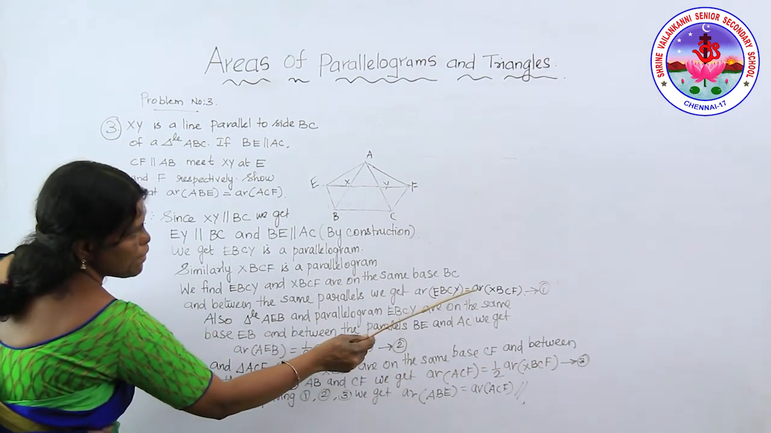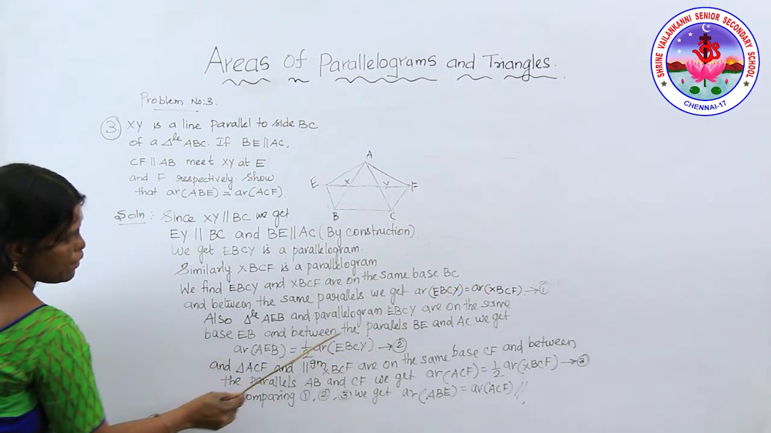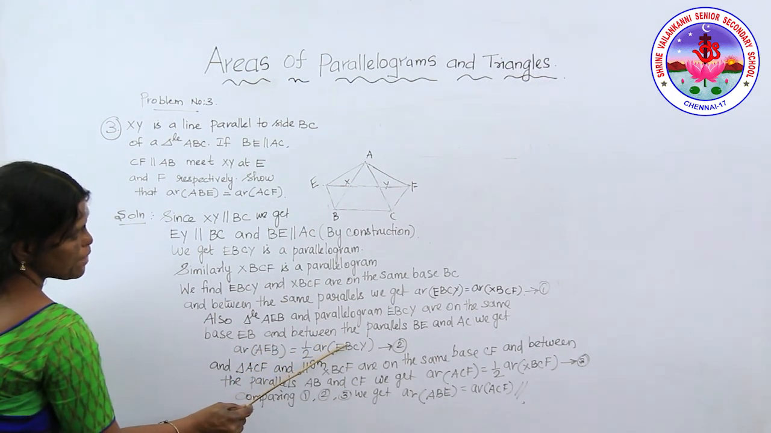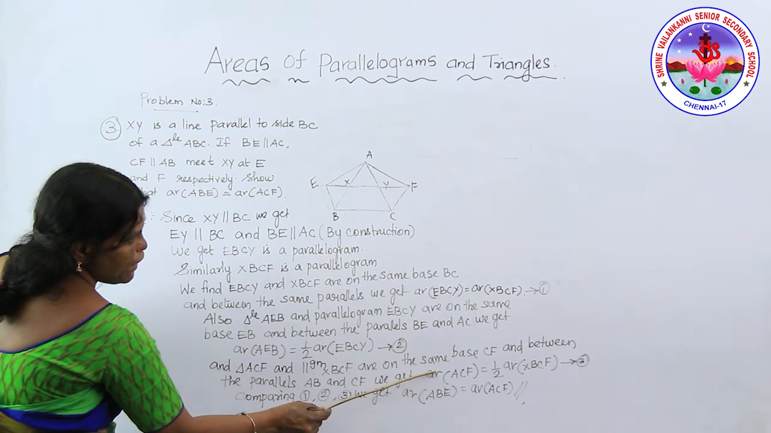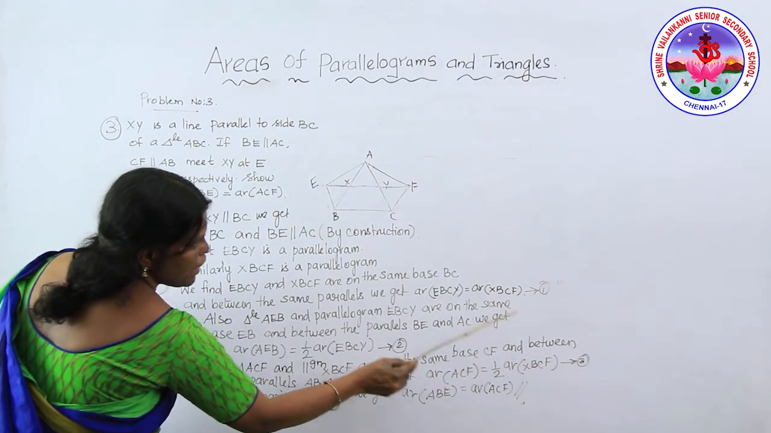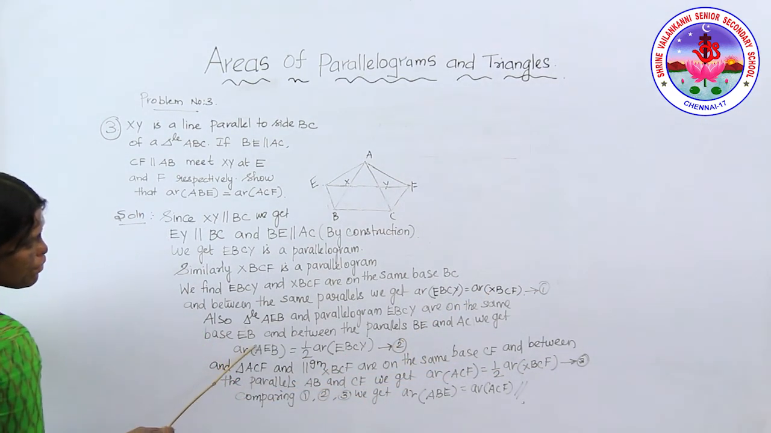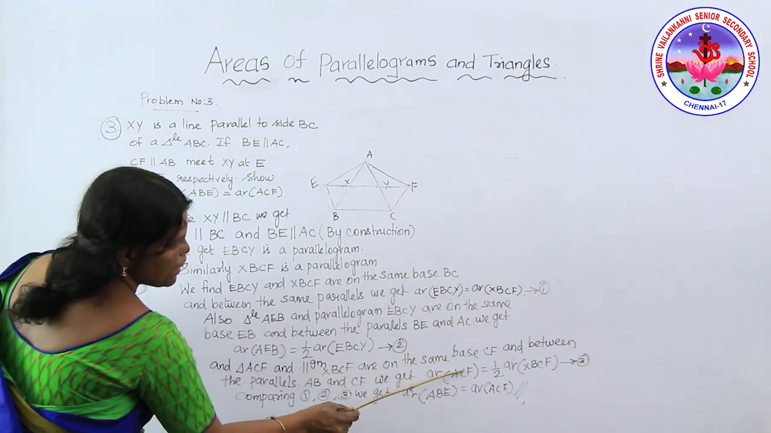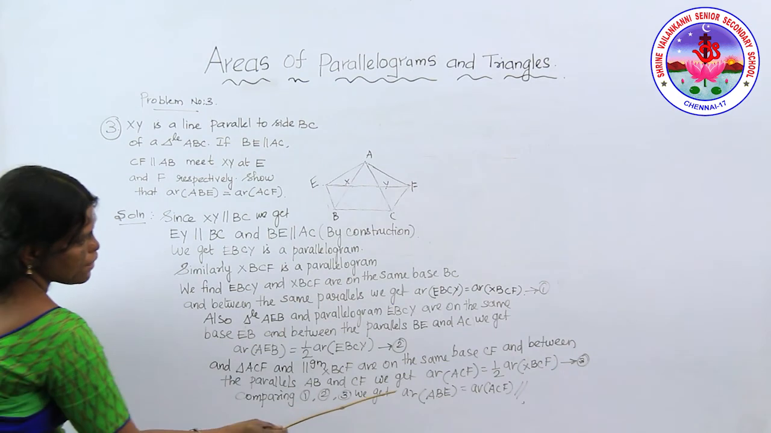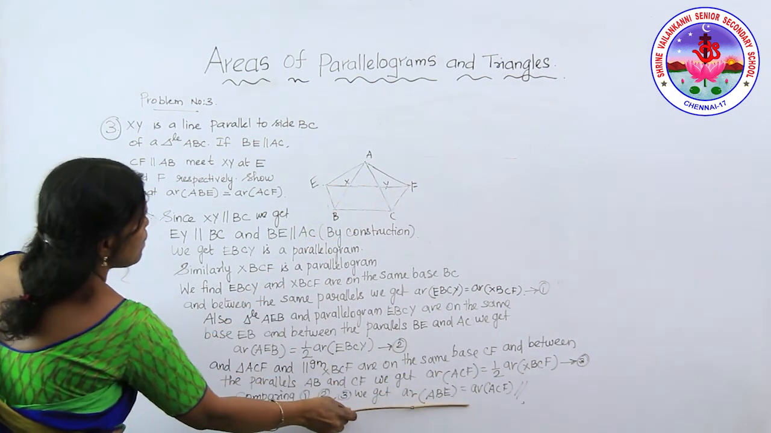Now you see equation 1 where the two parallelogram areas are equal. In the second one area of AEB is equal to half of this parallelogram EBCY. Third one, area of ACF is equal to half of area of XBCF. As we compare equations 1, 2 and 3, I write area of AEB is equal to area of ACF as my parallelogram areas are equal. So we get area of triangle ABE is equivalent to area of ACF.